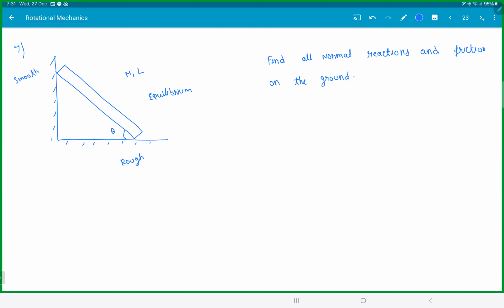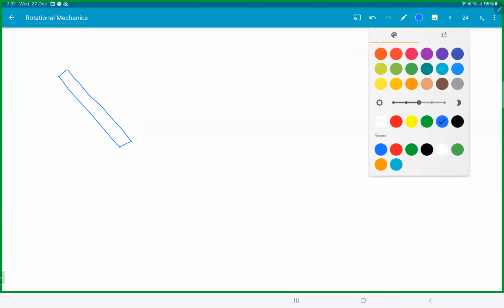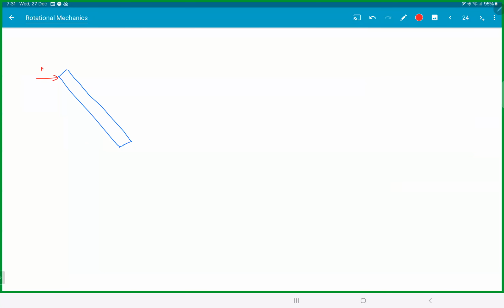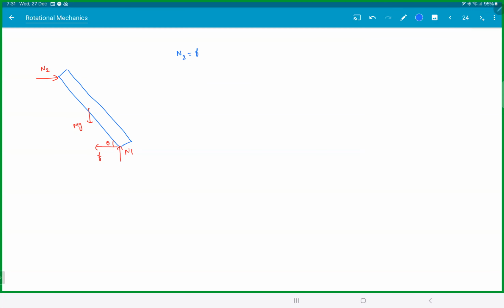How many forces are there? N2, N1, friction, mg. Isn't it? That's why there are only 4 forces. Theta. Horizontal direction: N2 is equal to friction. Vertical direction: N1 is equal to mg.